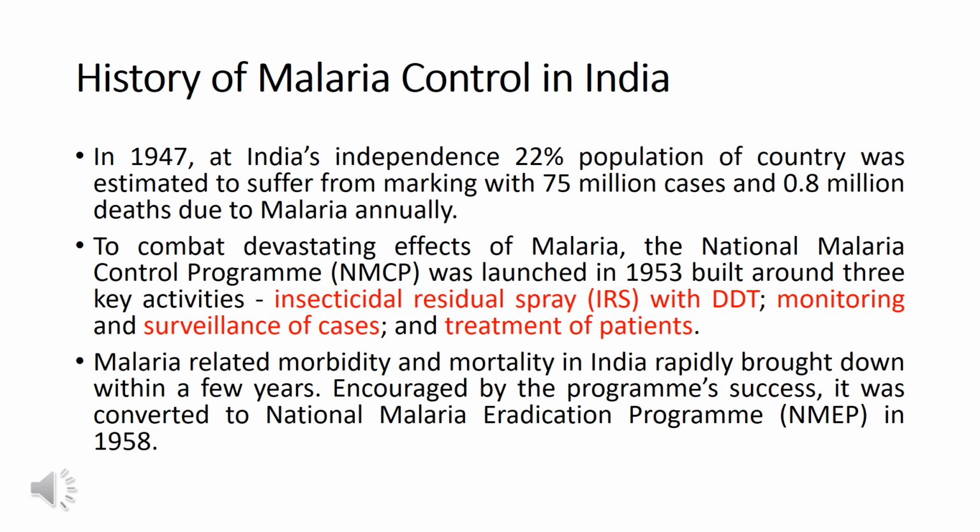To combat the devastating effects of malaria, the National Malaria Control Program, NMCP, was launched in 1953, built around three key activities: insecticidal residual spray, IRS, with DDT, monitoring and surveillance of cases, and treatment of patients. Malaria-related morbidity and mortality in India was rapidly brought down within a few years. Encouraged by the program's success, it was converted to the National Malaria Eradication Program, NMEP, in 1958.